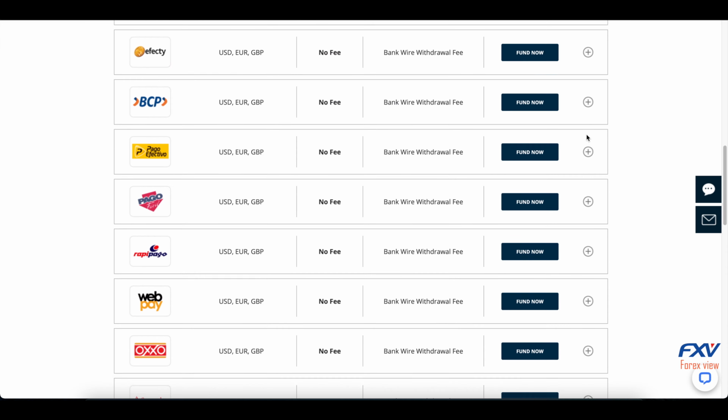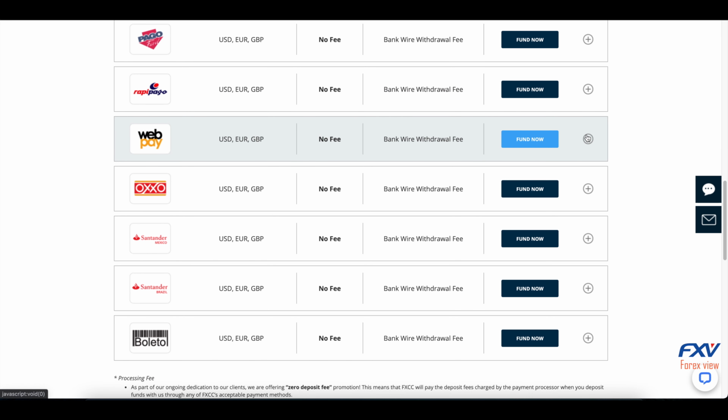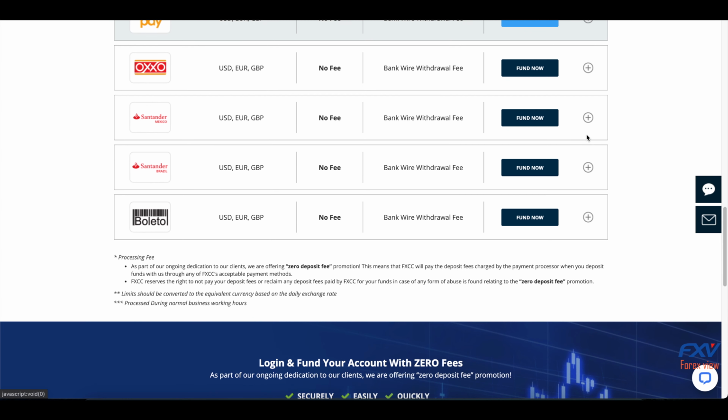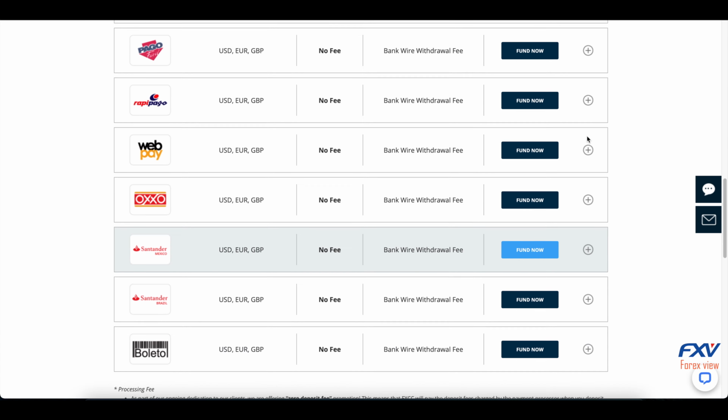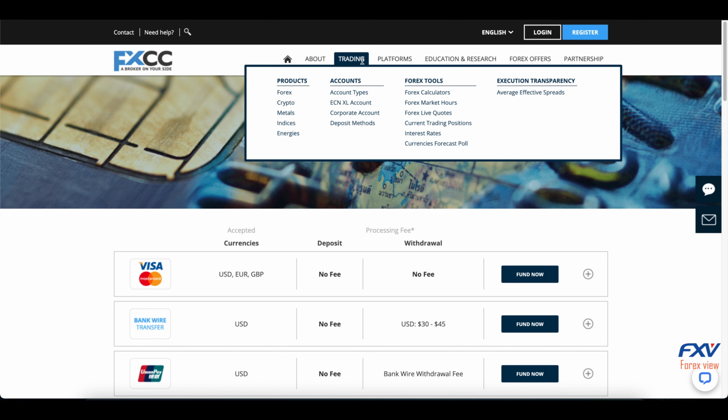The majority of withdrawals take up to 5 working days to clear, apart from Skrill and Neteller, which are processed in real time. There are no fees for making deposits. However, there are fees on withdrawals for bank wires, Skrill and Neteller.